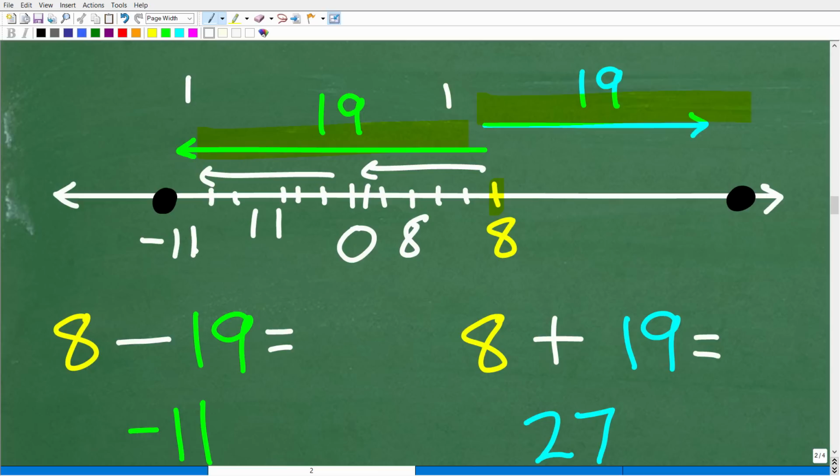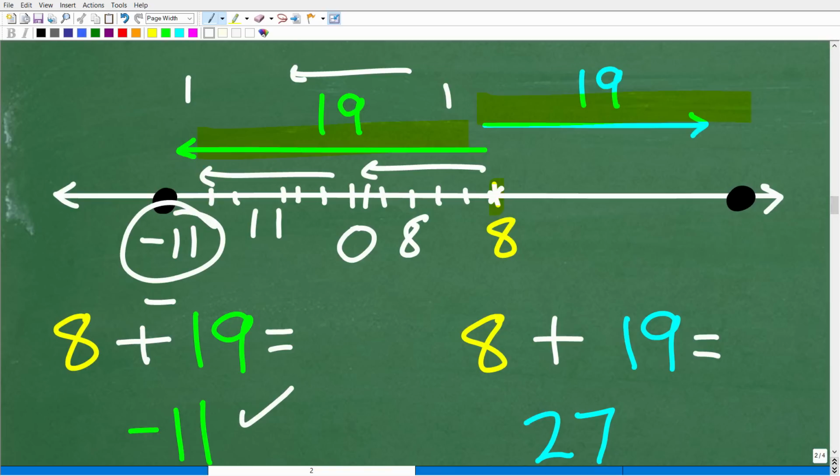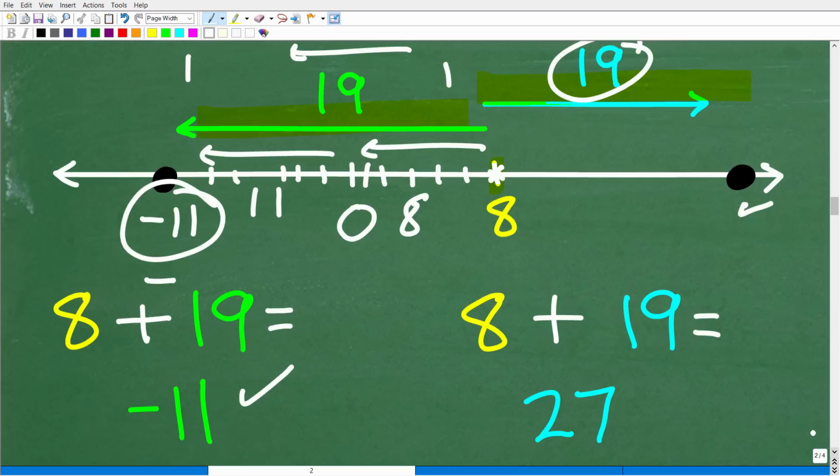So another way you can think of this is 8 minus 19 or 8 plus a negative 19. So 19 in this direction is going in the negative direction. So 8 plus a negative 19 is a negative 11. So that is one number. And the other number is pretty easy to figure out because if we're at 8 and we add 19, we're going to get to the other number. So 8 plus 19, of course, is 27.